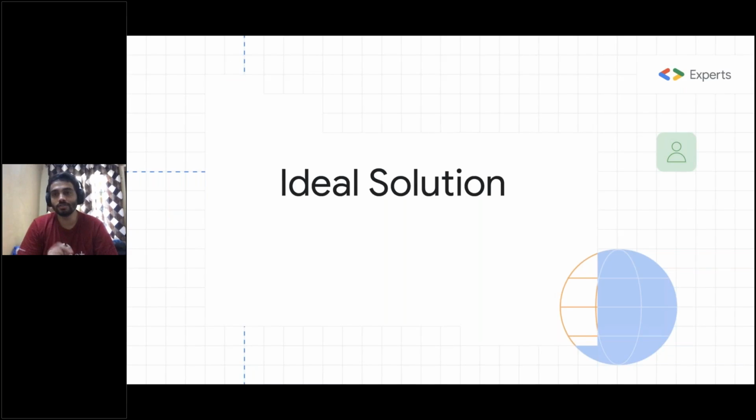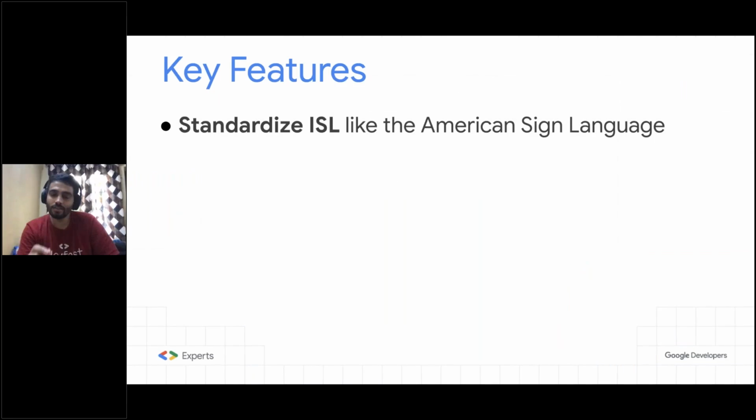So now let's look at the ideal solution. If I wanted to solve this problem ideally, how would I want to solve it? Certain key features: first, as already mentioned, I want to standardize ISL like American Sign Language. American Sign Language is standard throughout the US, and it can be used as a benchmark for India, so that the sign language in India could also be uniform.